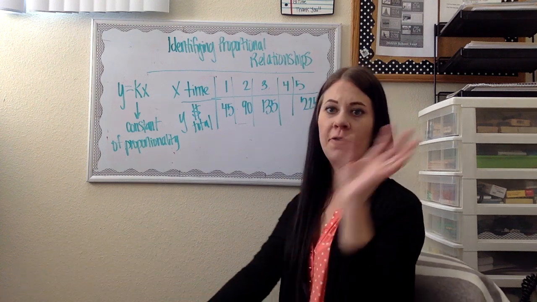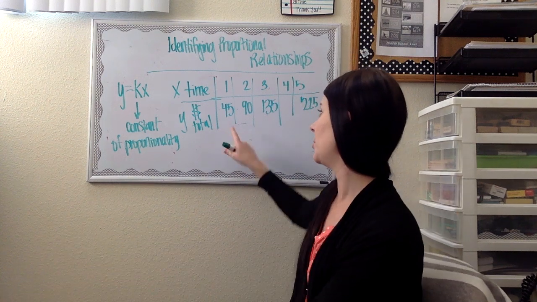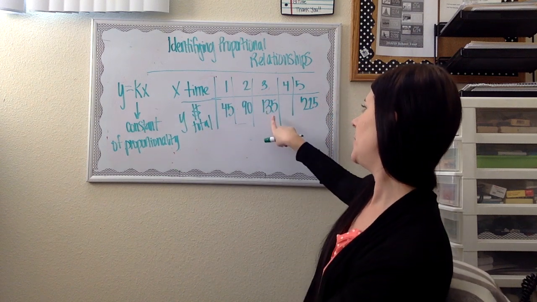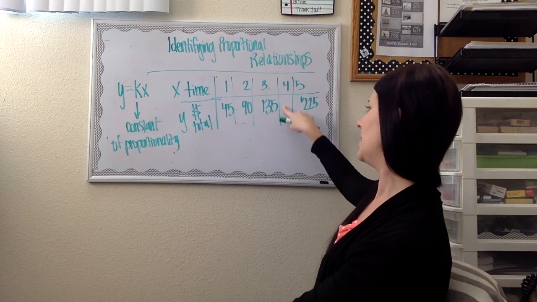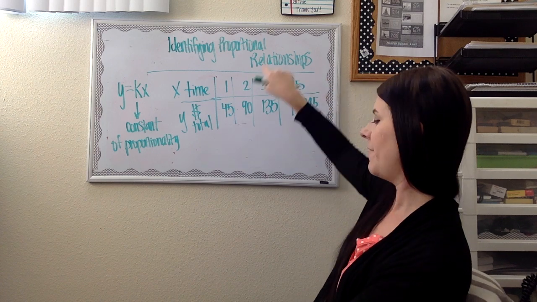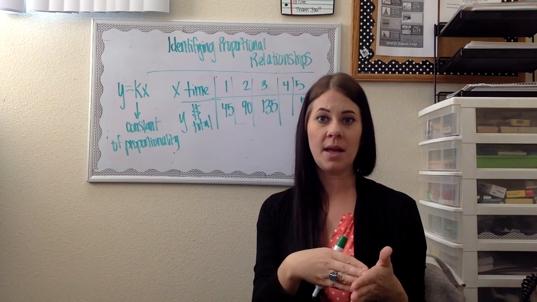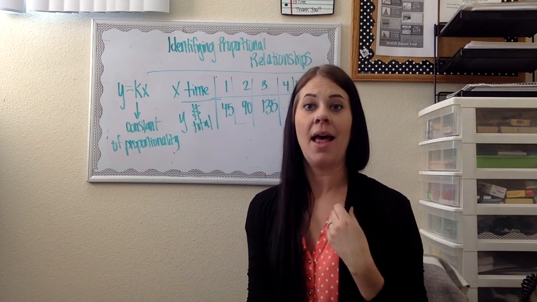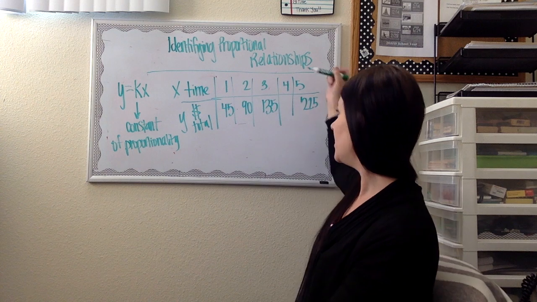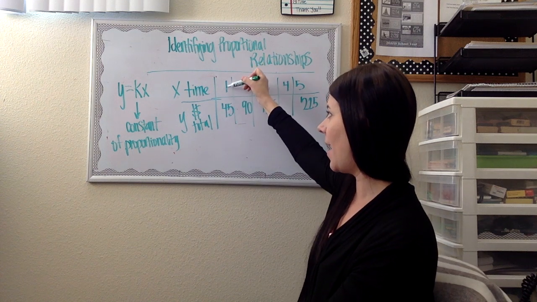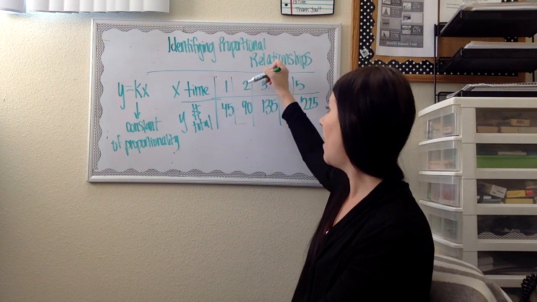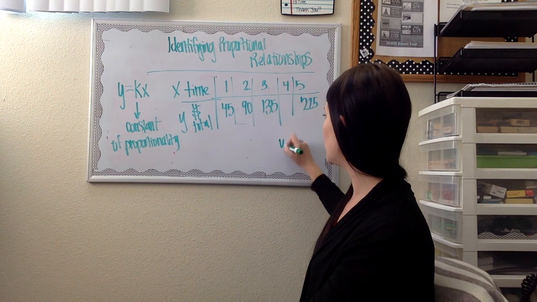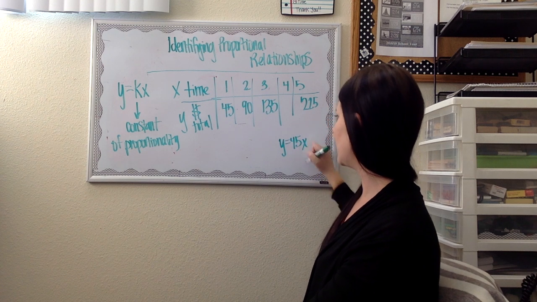All right? So the first thing we could do to tell if it's proportional is 45 divided by 1. Remember, y's over x's. 90 divided by 2, 135 divided by 3. We're obviously missing a number here, but 225 divided by 5. If we get the same exact number, what we have found is our k, our constant of proportionality. Another way to ask yourself is, what did I do to my x to get my y? I multiplied by 45. So we know that this equation is y equals 45x.